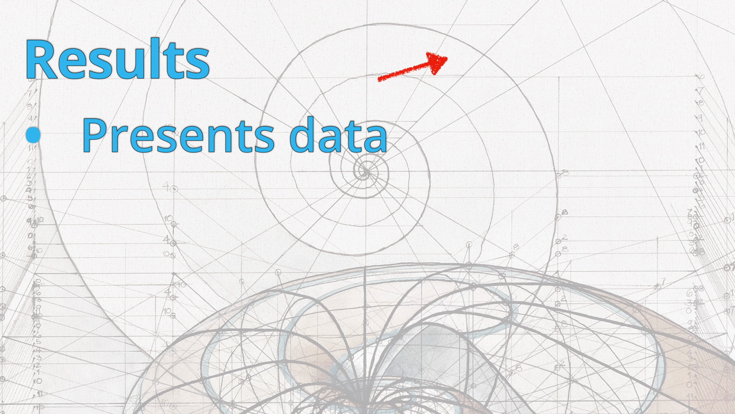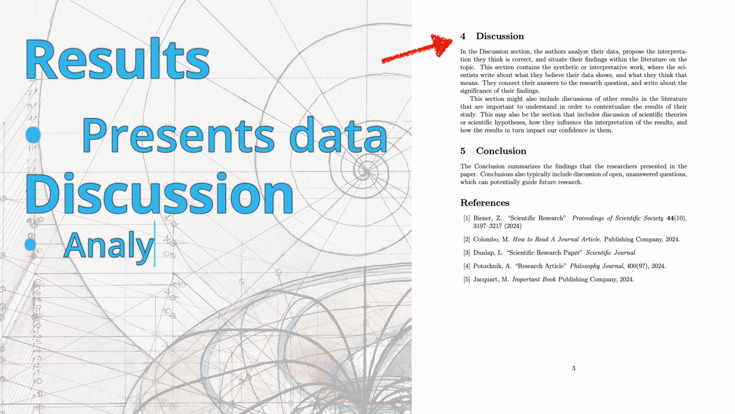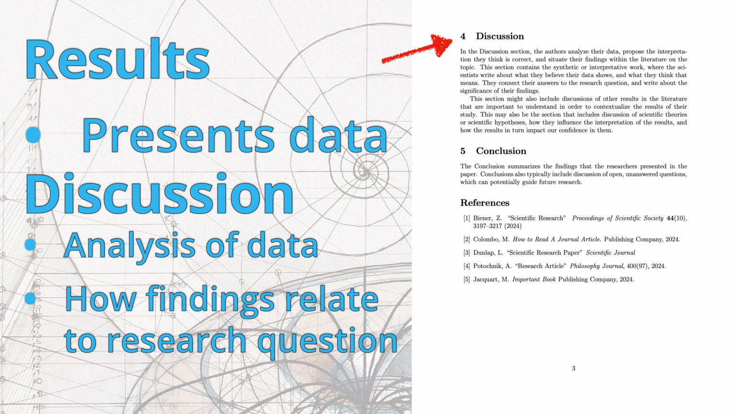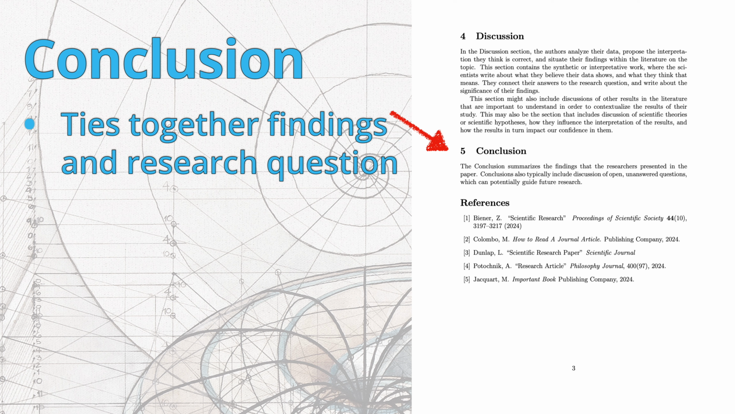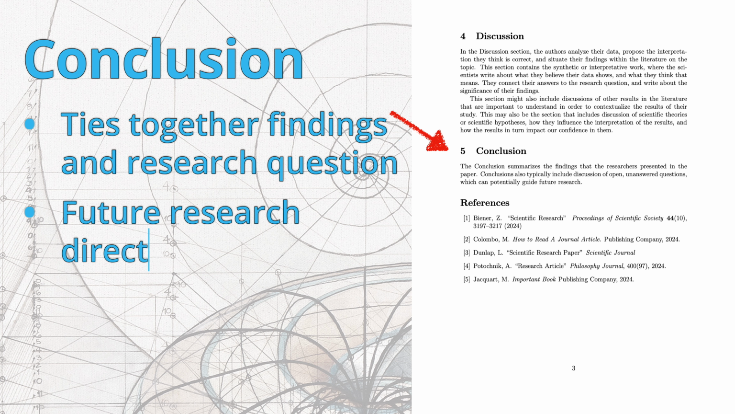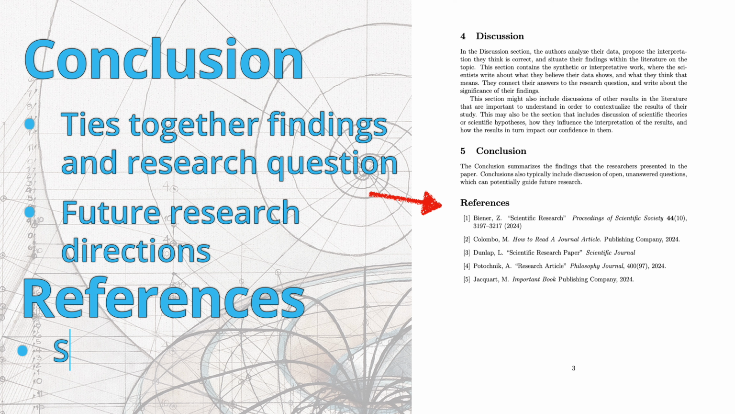In the discussion section, they offer their analysis of the data and discuss how their findings relate to the research question. The conclusion then ties together their findings with the question they attempted to address by designing the study or experiment, and gives indications of future directions research might pursue to answer any outstanding questions. Finally, the list of references shows you what other papers the authors were engaging with or responding to with their research.